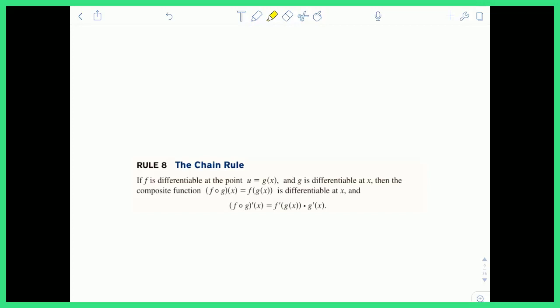So the chain rule is defined to be: if f is a differentiable function at the point u equals g of x, and g is differentiable at x, then the composite function f of g of x, which we more commonly write with the parentheses like that, g of x inside the f, is differentiable, and the derivative of the function is equal to f prime of g of x times g prime of x. Okay? So essentially what you're doing is you're taking the derivative of the outside.